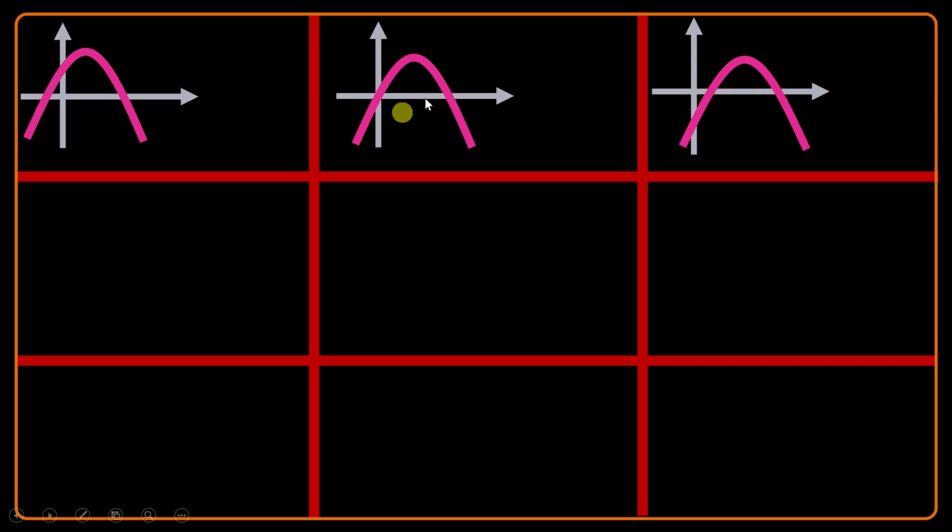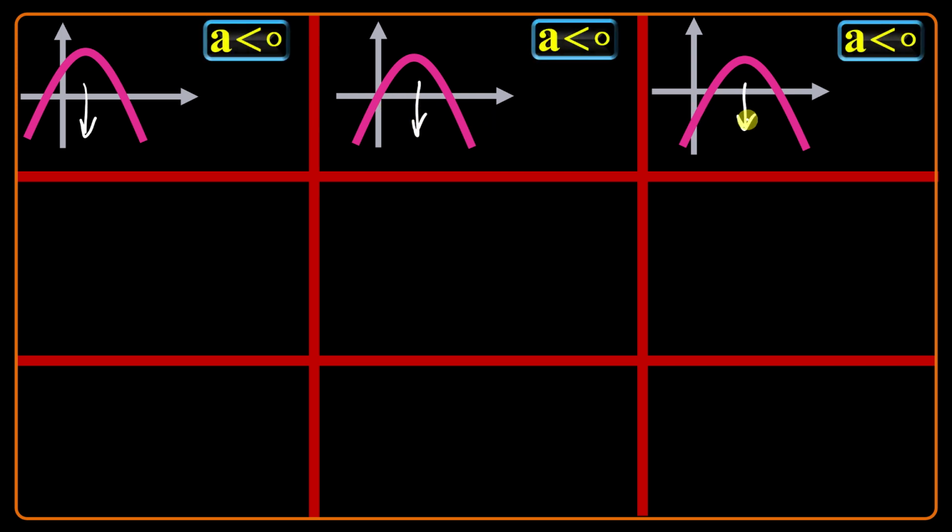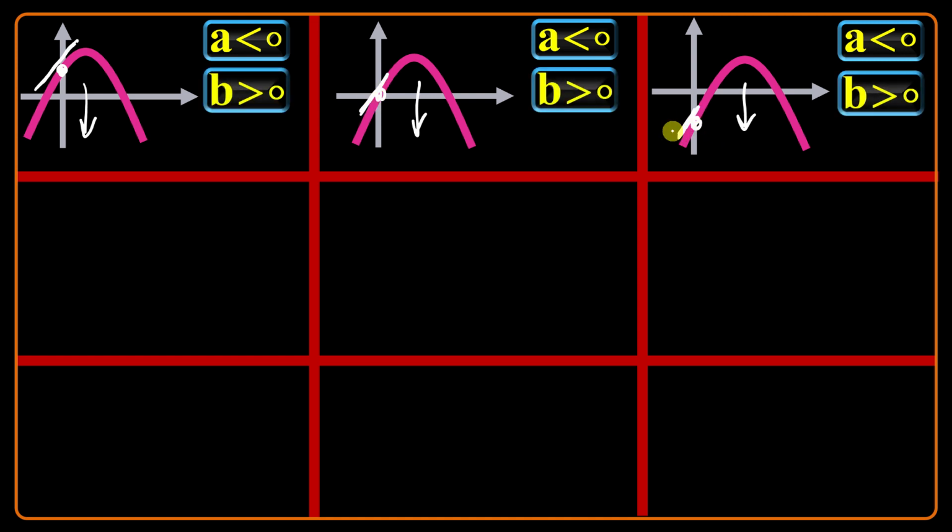About a, in the three cases I see, all three are opening down. So I think a must be negative. What about b? I should check when the parabola crosses the vertical axis, whether it is increasing or decreasing. Here I see positive slope, so b must be positive. Here I see positive slope, and here also positive slope. So b must be positive for all.